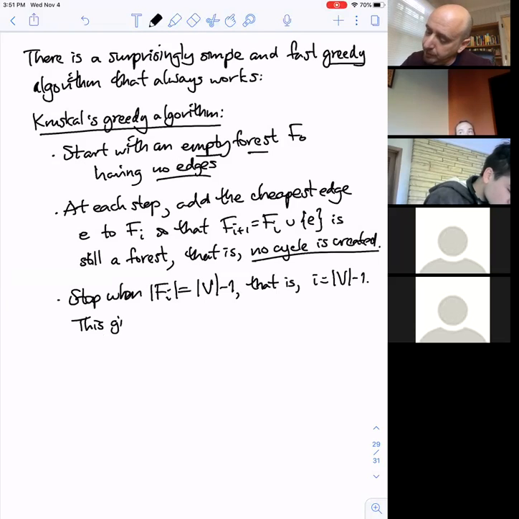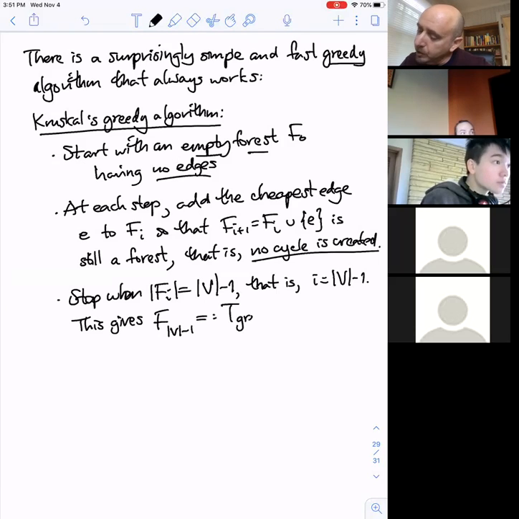Giving us a spanning tree. Let me call this thing the greedy tree, the one produced by Kruskal's algorithm. A spanning tree.